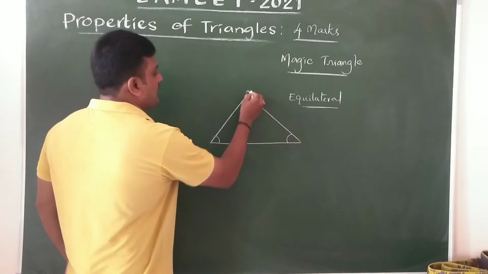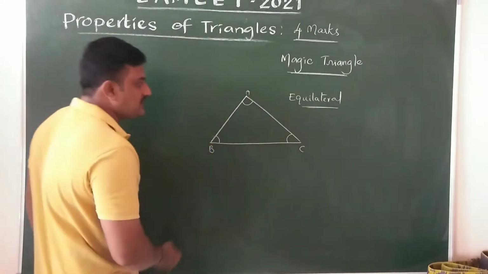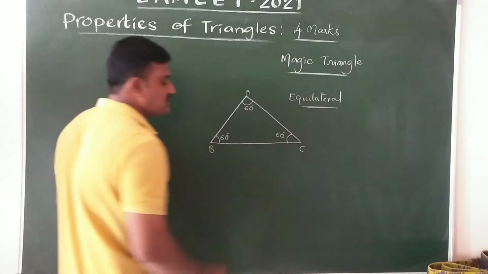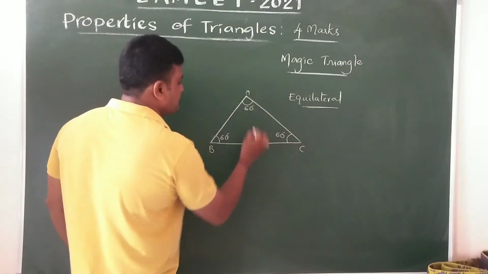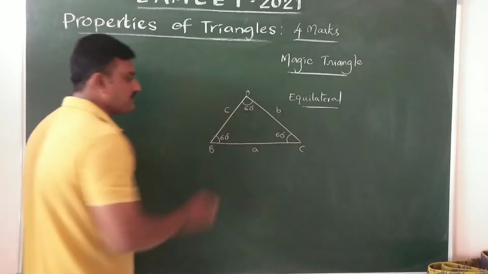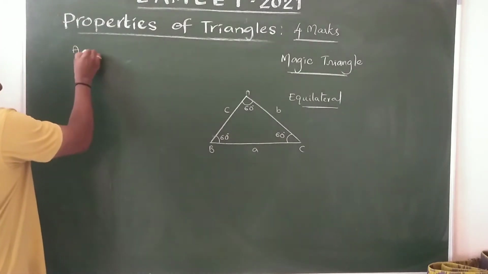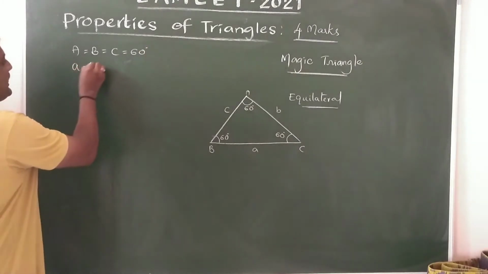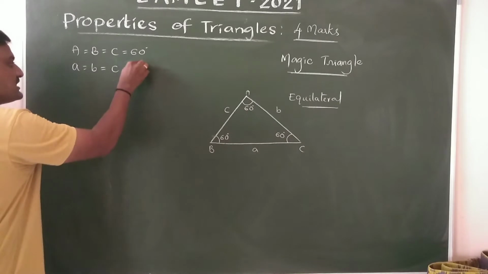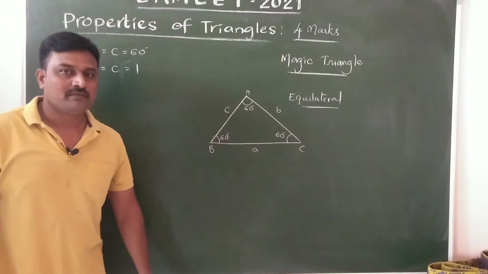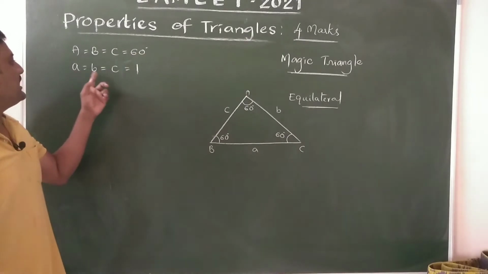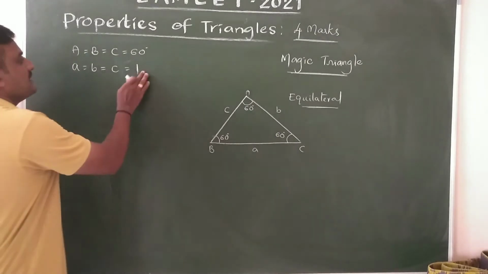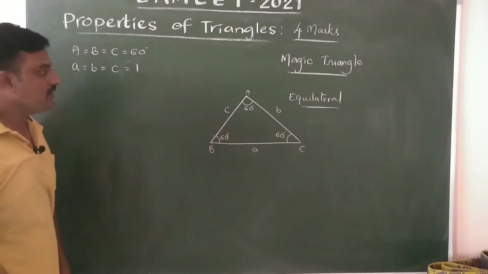Now ABC is an equilateral triangle. Here every angle should be 60 degrees, and also the sides are equal. Clearly we have A equals B equals C equals 60 degrees, and also a equals b equals c. Taking any one, actually a, b, c are equal to each other. For more convenience, you can take all as equal to 1 unit.